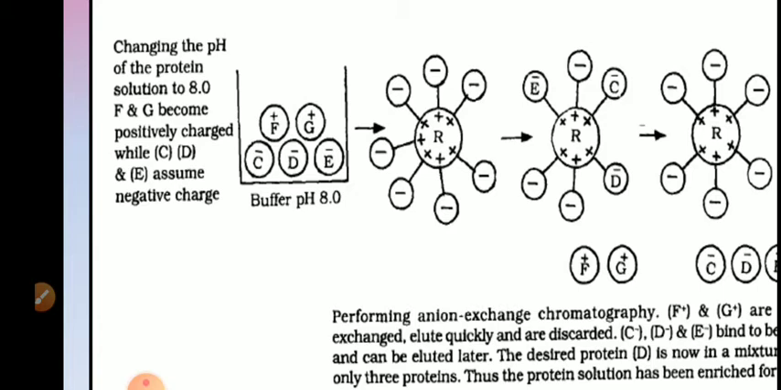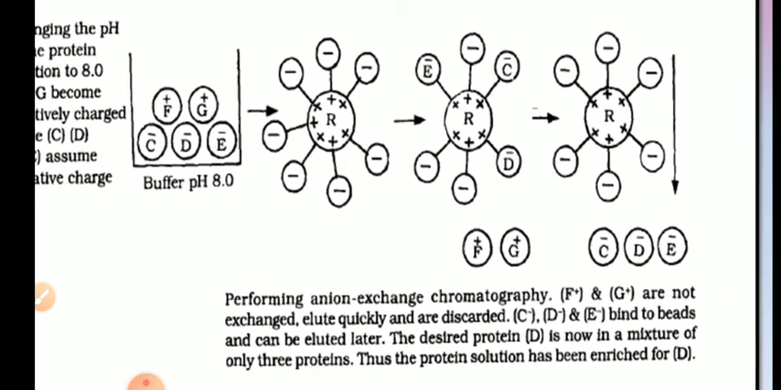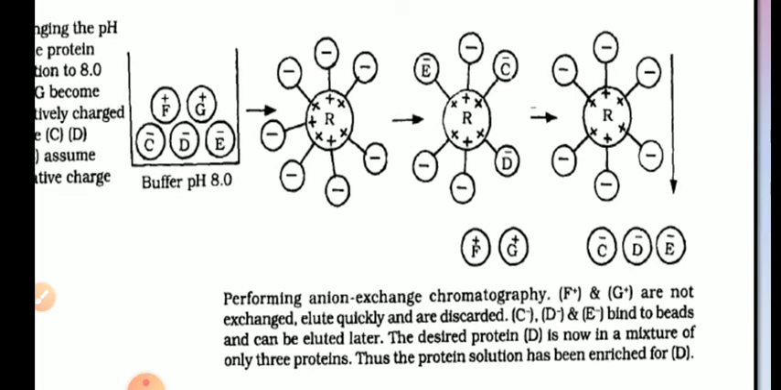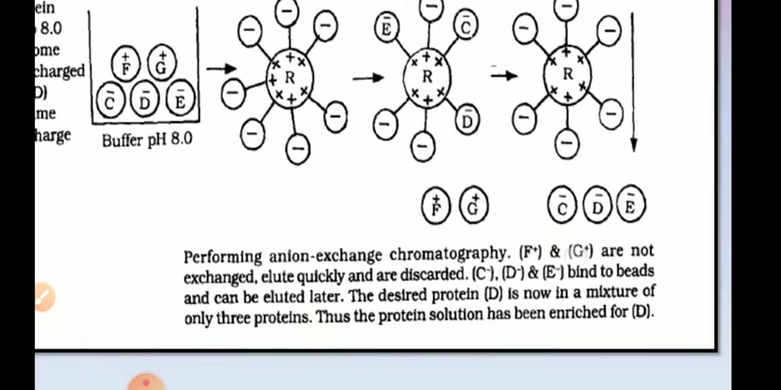Pass them through an ion exchange resin and F and G will be directly eluted out because they will not be exchanged and retained in the column. So now what will be retained? C, D and E. First you make the buffer pH 6.5 and pass them through cation exchange resin. Now you increase the buffer pH to 8 and pass them through anion exchange resin. This is how you're concentrating.